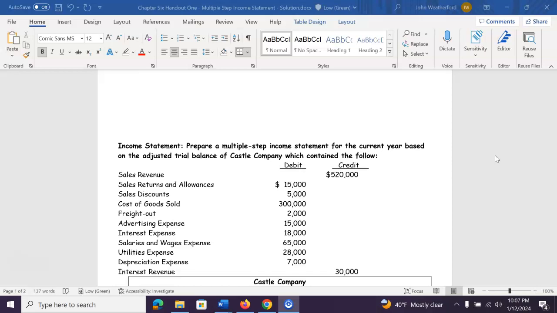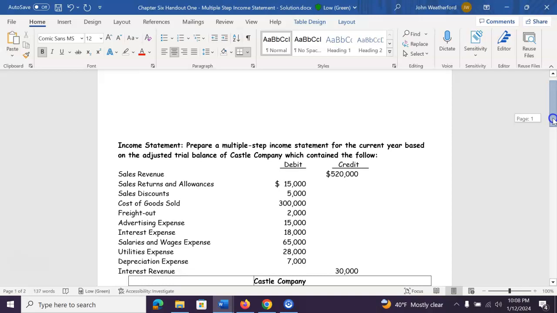Another expense account that doesn't have the word expense in the title is freight out. That's going to be an expense incurred if we sell merchandise and deliver it to the customer, sometimes called delivery expense. And then we have advertising expense, interest expense, salaries and wages expense, utilities expense, depreciation expense, and interest revenue. Of course, it's a revenue account like sales revenue, but it'll have to be shown separately at the bottom of the income statement in the other revenue, other expense section. So let's get started here.